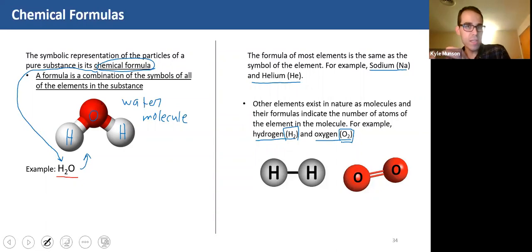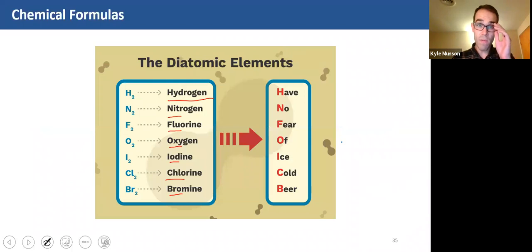Or in oxygen's example, there's 2 atoms of oxygen bound together. And this is how they're found in nature. So when we write down their chemical formula for these elements, we need to take this into account. And there's a list here of all the diatomic elements: hydrogen, nitrogen, oxygen, fluorine, iodine, chlorine, bromine. These are all the diatomic elements.